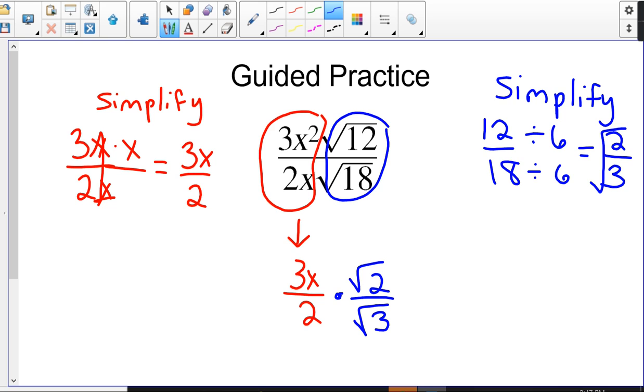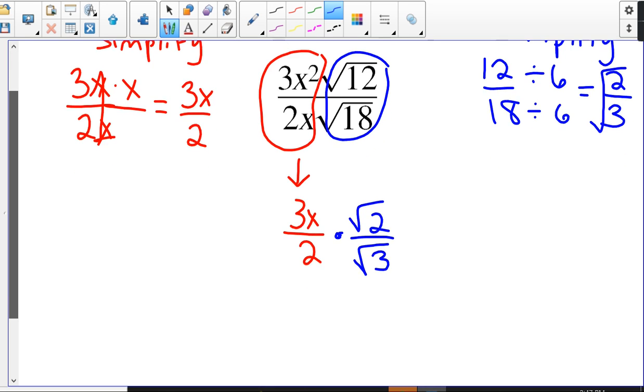And now we check. Are there any perfect squares inside? Is root 2 a perfect square? Is root 3 a perfect square? Nope, they're not. So we're not going to do any taking the square roots. We're just going to move on to multiplying.